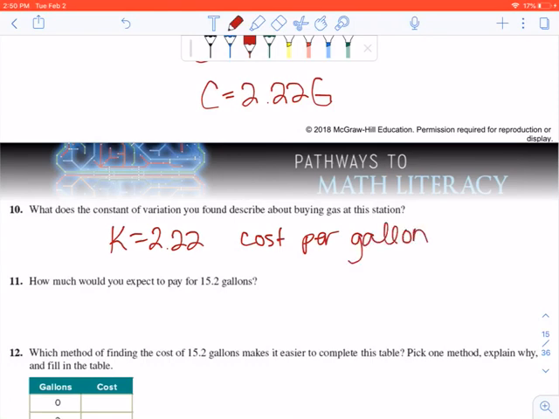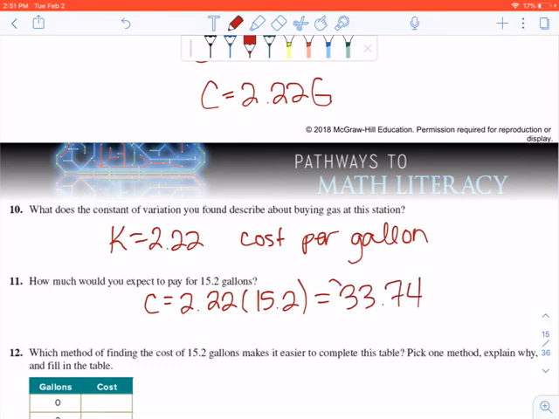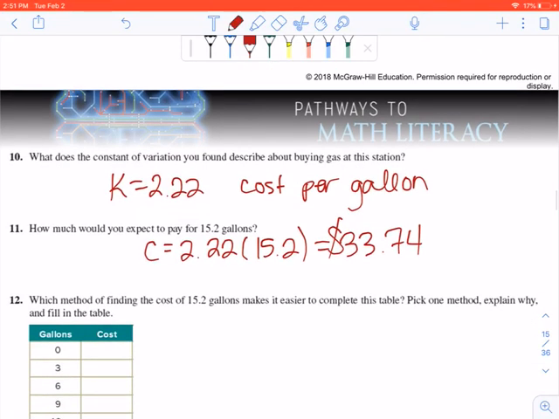So how much would we then expect to pay for the 15.2 gallons? So I could plug into my equation. So 2.22 times the number of gallons, so 15.2. When I multiply that, I should get the same thing that we got before, which is $33.74 for the 15.2 gallons.